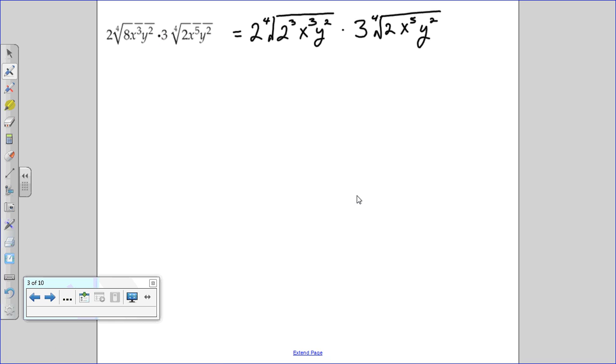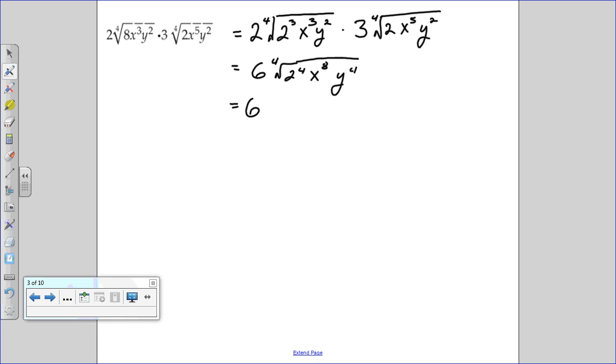Now, once we've done this, we're going to go ahead and carry through on our multiplication just like we did on the previous problem. So I'm going to have 2 times 3 is 6. And now I'm dealing with the fourth root. 2 to the third times 2 is 2 to the fourth. X to the third times x to the fifth is x to the eighth. Y squared times y squared is y to the fourth power. And now I'll simplify. I've got my 6.